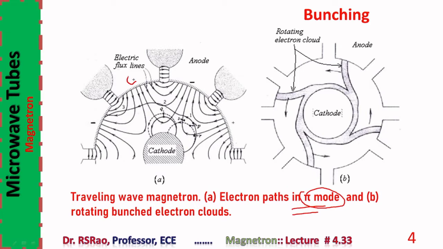See, one pole is indicated with plus polarity. The next pole is indicated with negative polarity. The phase difference between these two poles is pi. Not only these two poles, any consecutive poles. So this pole is negative polarity, this pole is positive polarity. Phase difference is pi. That's why this is pi mode of operation.